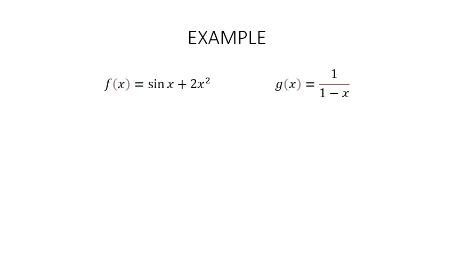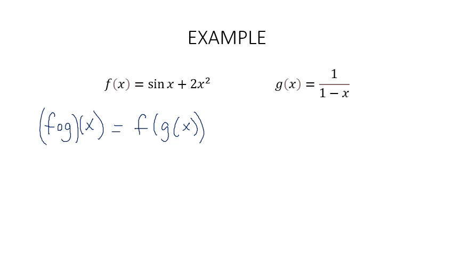So if you are asked this notation, what does (f o g)(x) mean? It means exactly the same as f of g of x. You write them in the same order, and you replace this x in f with g of x. So this x is going to become g of x. This x is going to become g of x. So that's the sine of g of x. You can write that as a step if you like.